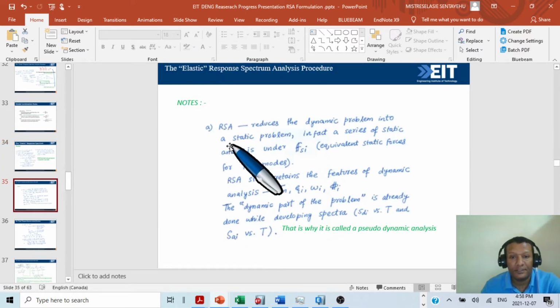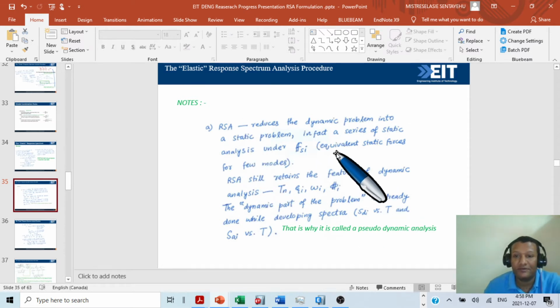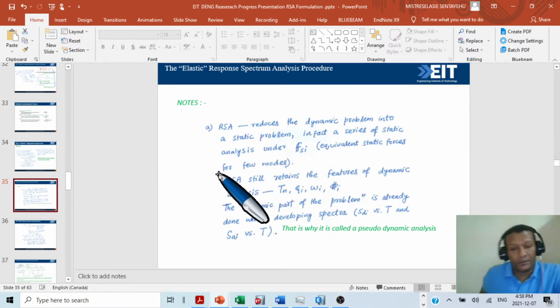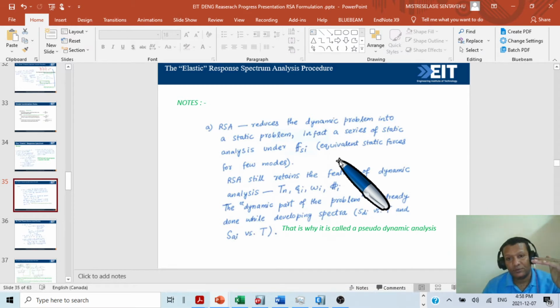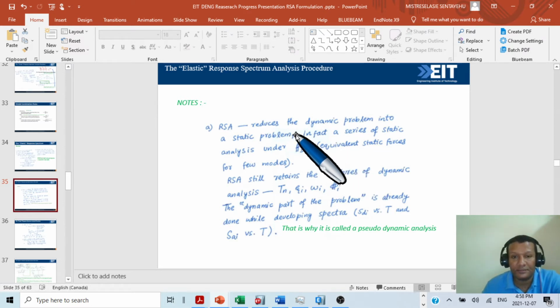Note, as I told you, I took this very nice slide from Professor Farzad Naeim. RSA reduces the dynamic problem into a static problem. In response spectrum analysis, once we have developed our response spectrum for our site, the dynamic part stops there. Then it changes to a static problem, in fact a series of static analyses using FSI, equivalent static forces, for a few modes. RSA still retains the features of dynamic analysis: fundamental period, xi, omega, phi.